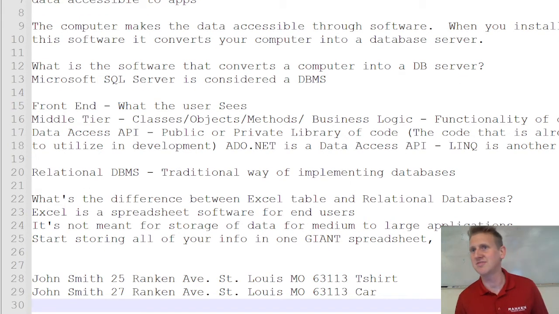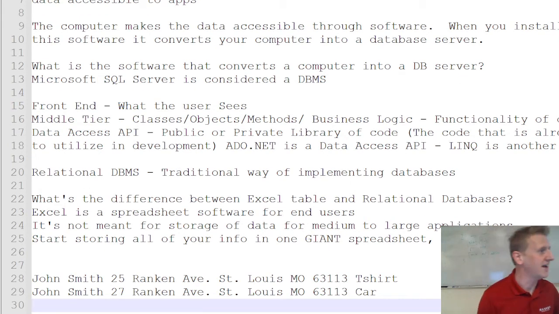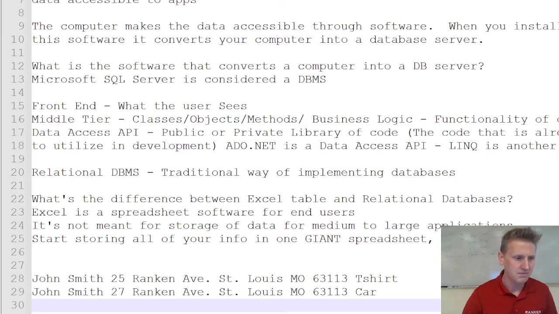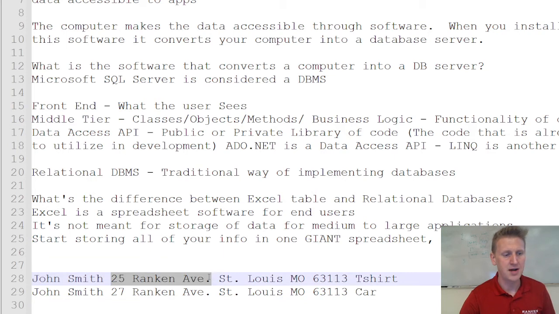Well, you don't know where John Smith lives. At one point in time, he lived here, and at another point in time, he lived there. Okay. So that's a problem. What other problems could we have? You start storing all this information in one place.